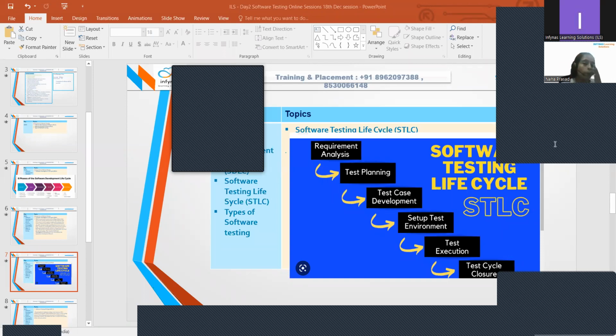I will understand the entire BRD completely. That is called my requirement analysis phase. Now I move on to my next testing phase, which is called test planning.